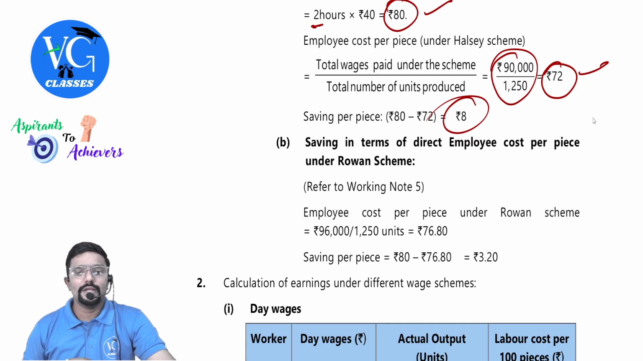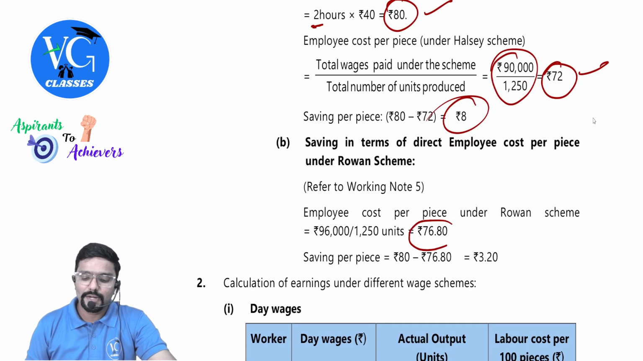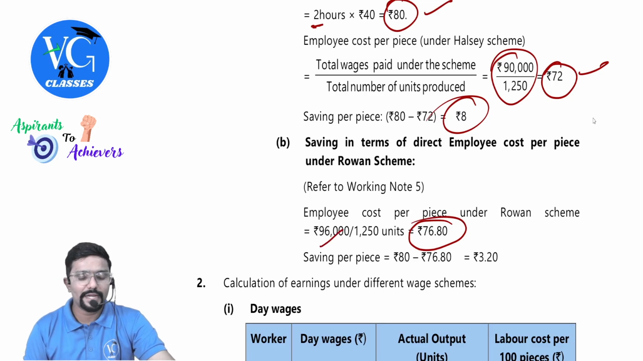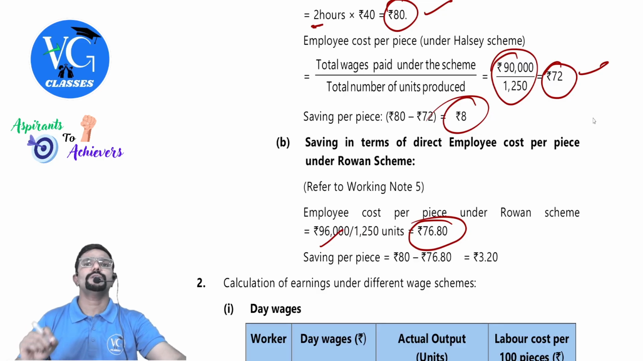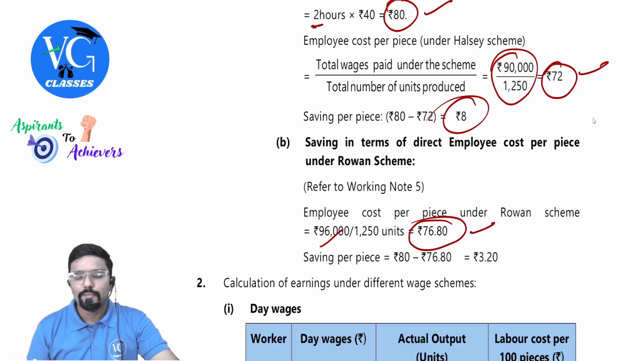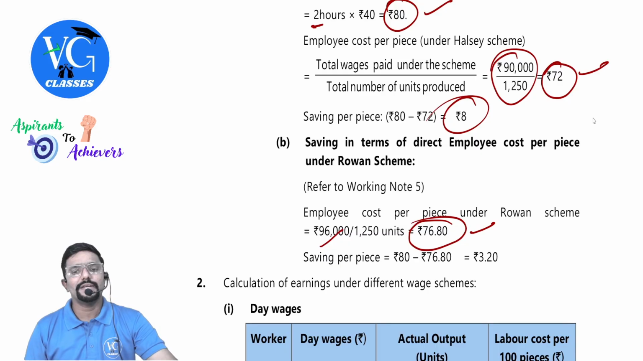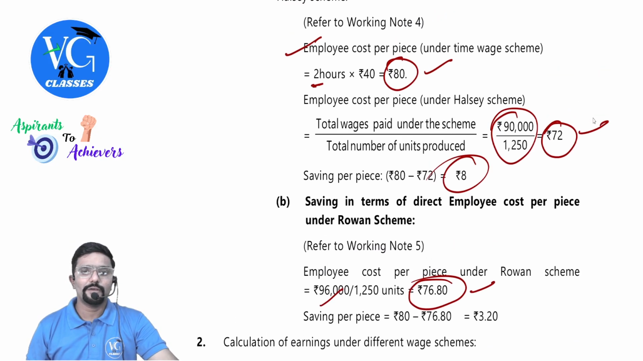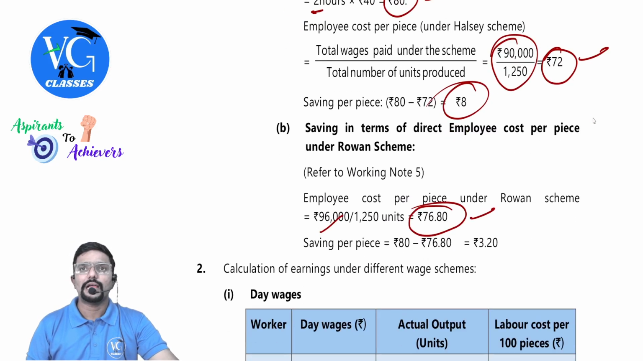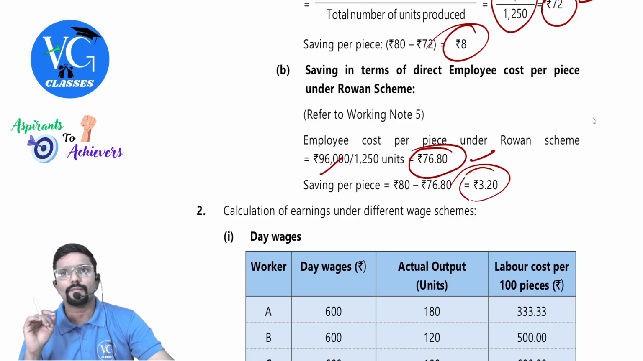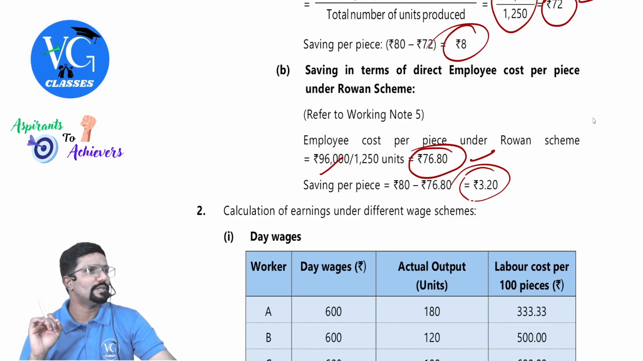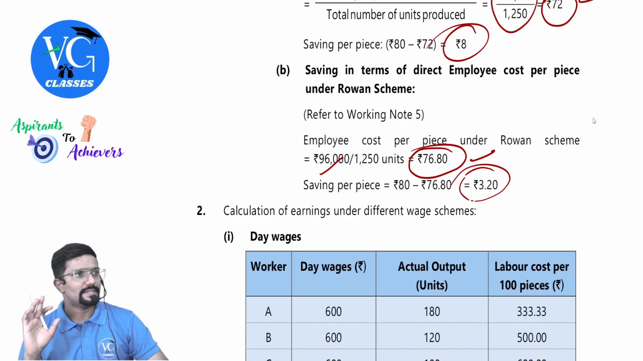Then, under Rowan scheme, what is the rate per piece? Total payment 96,000, that is 80,000 plus 16,000 bonus, divided by output 1,250. That gives the rate per unit of 76.80. As per piece rate it is 80, as per Rowan scheme 76.80. So what is the savings here? 3.20. Hope you guys understood.